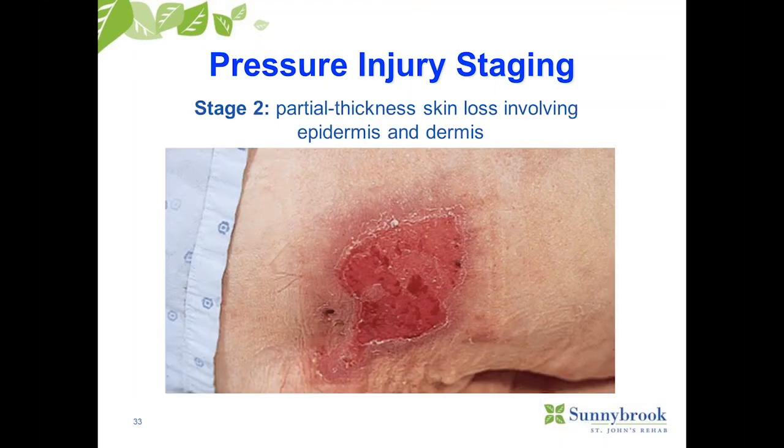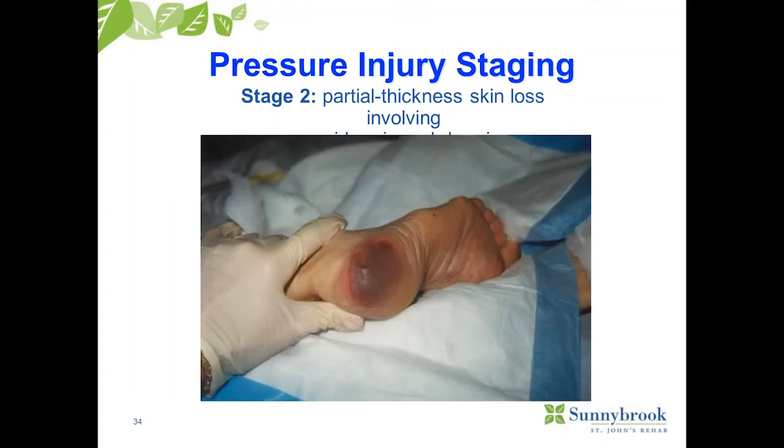Okay, stage 2 is just into the dermis. It's very superficial. There is breakdown in the skin. Okay, stage 2 pressure injury. Now, this is also a stage 2. Sometimes we'll see it on a heel, a blister. That is a stage 2 pressure injury.